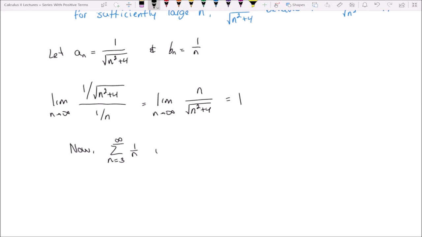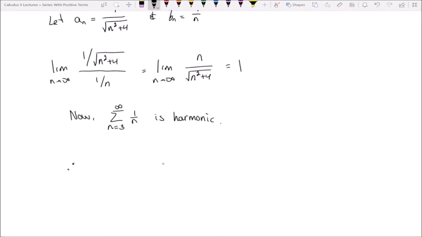So this series is the harmonic series, which diverges. So this series diverges by limit comparison.